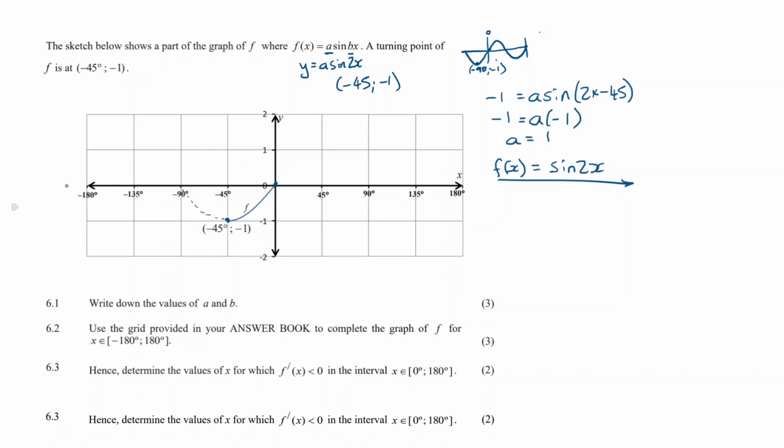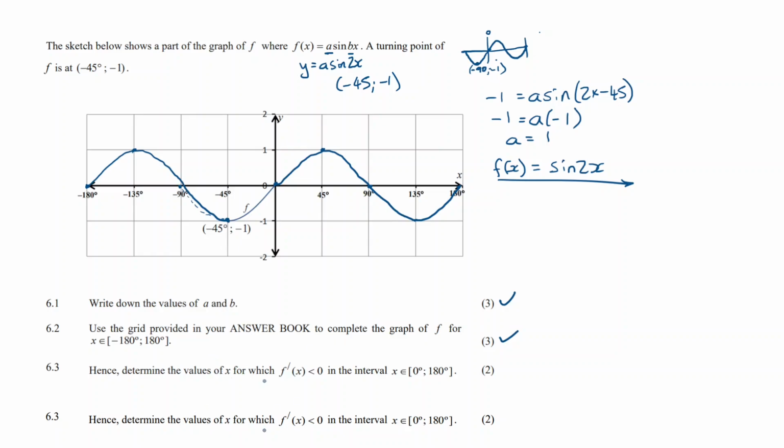So minus 180 and 0. Minus 135 and 1, 90 and 0, minus 45 they gave us, 0 they gave us, 45 and 1, 90 and 0, and you start to see the pattern. You can watch my previous video on how to use your calculator to draw a graph. So there I've got my A and B, I've drawn my graph.